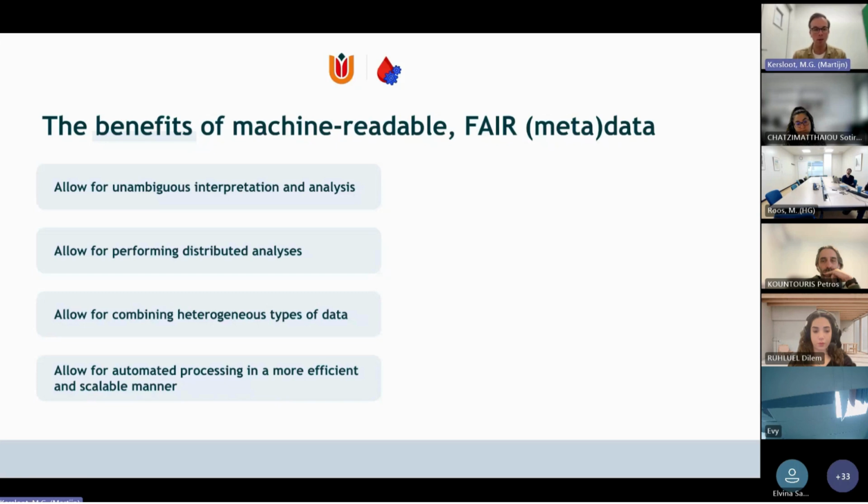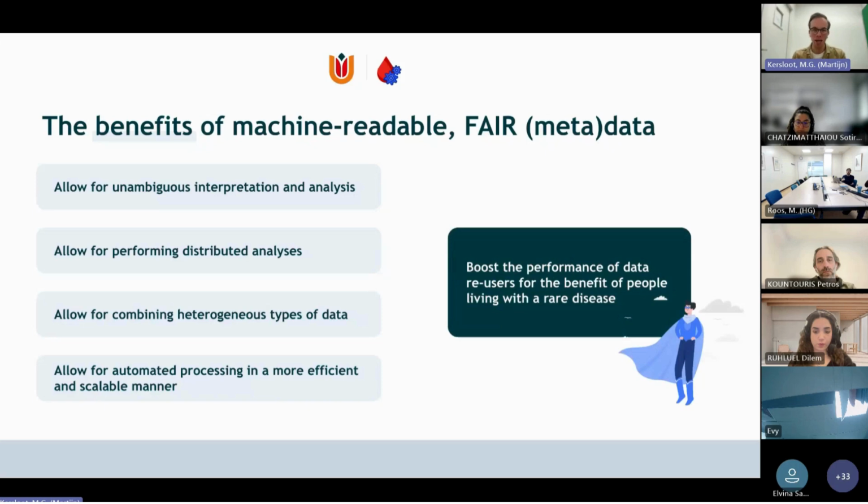And if you really describe your data well, and others have done so as well, that really allows you to combine different types of data because you know what the data really mean. It's easier to combine different data sources together. And finally, because it's well described, it can then also be processed automatically by a computer in, of course, a much more efficient and scalable manner.